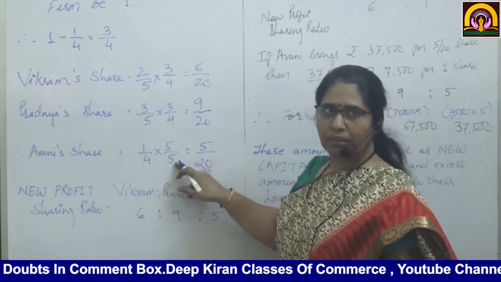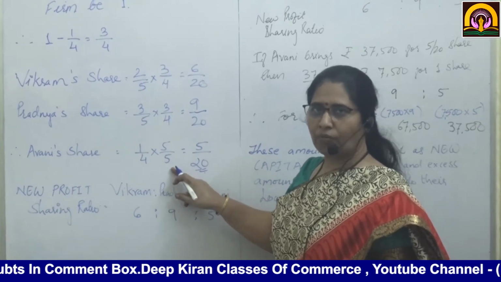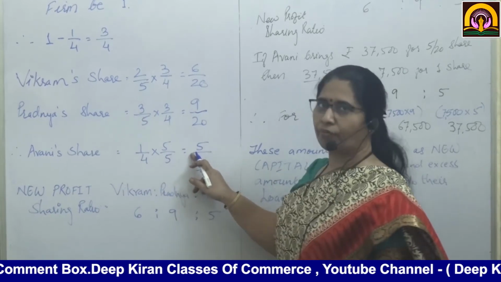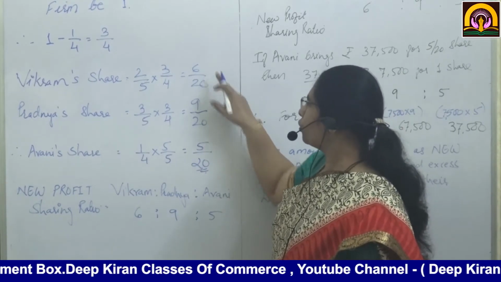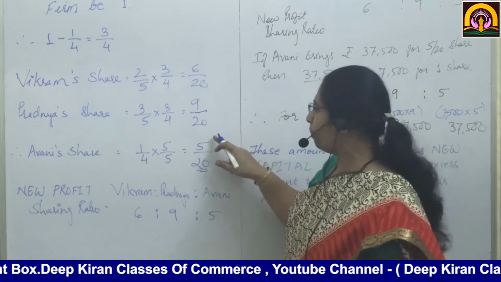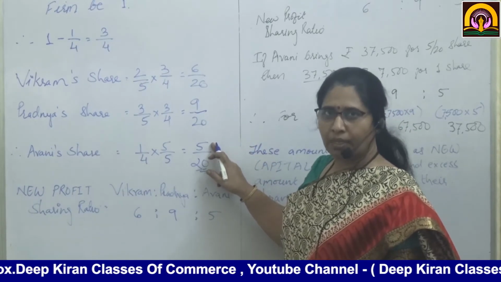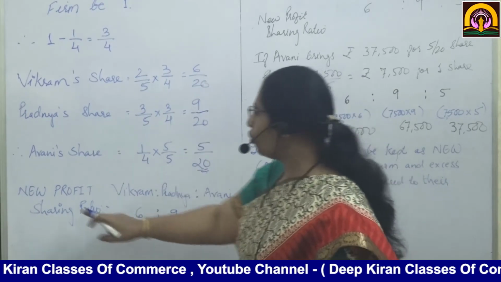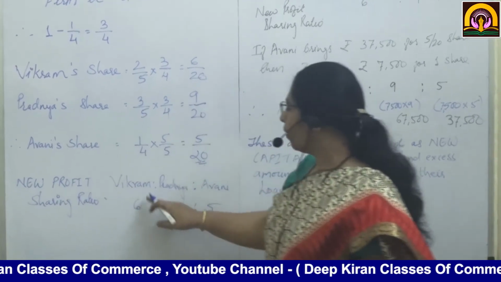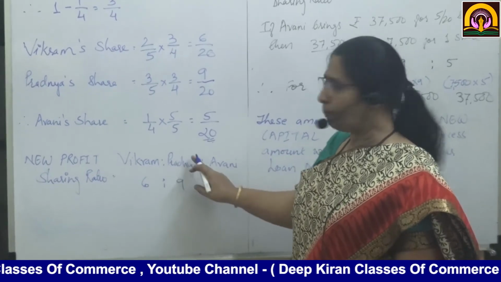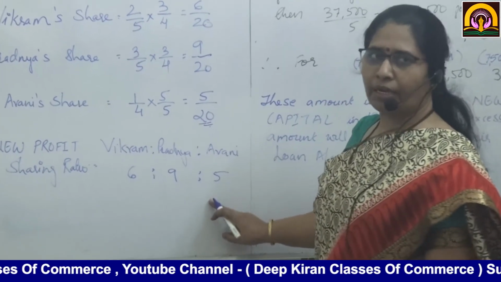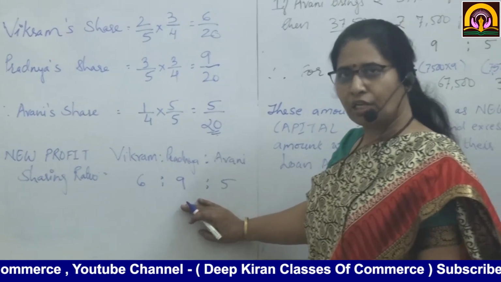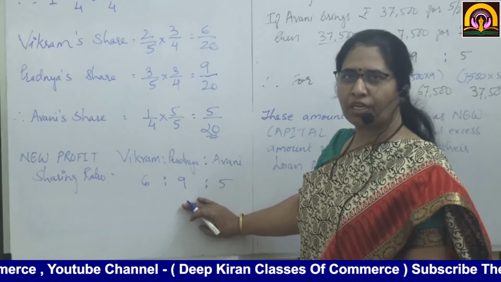So you'll see the denominator and numerator are equal, so 5 upon 5 you'll make. So 1 5s are 5. Now if you add up 6 plus 9 is 15, plus 5, 20. See, now this ratio has come. So the new profit sharing ratio: Vikram 6, Pradnya 9 and Avni 5. Here we have completed the calculation of the new profit sharing ratio.